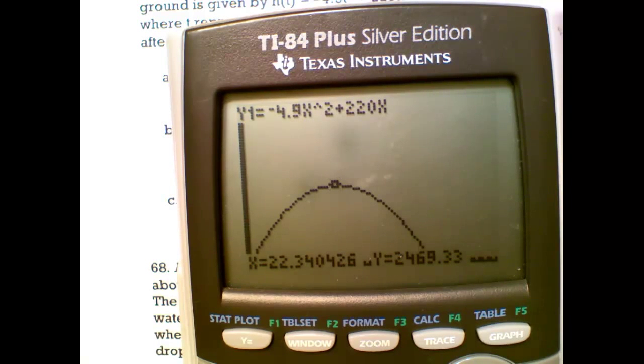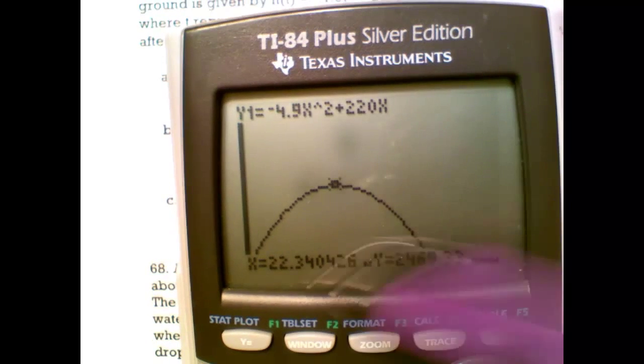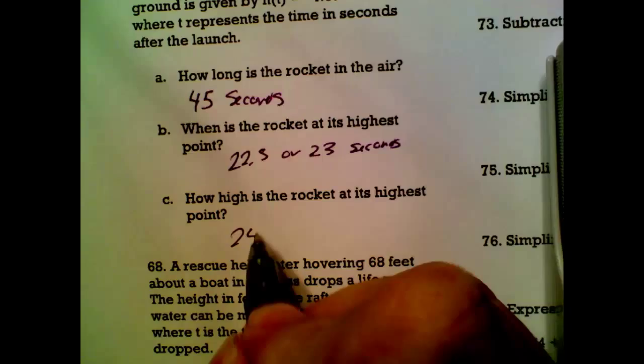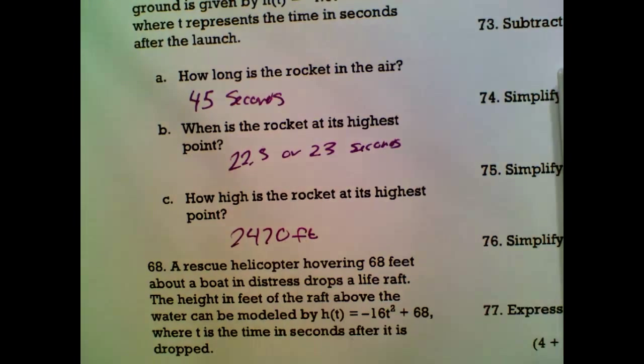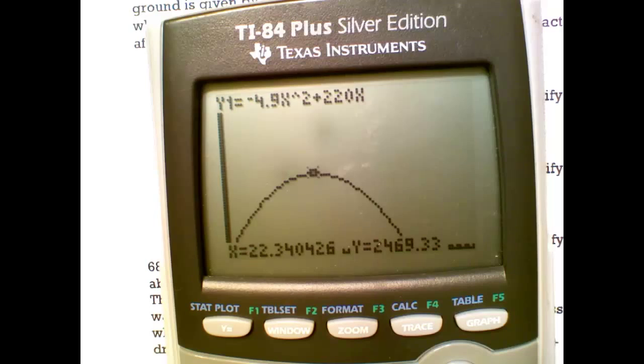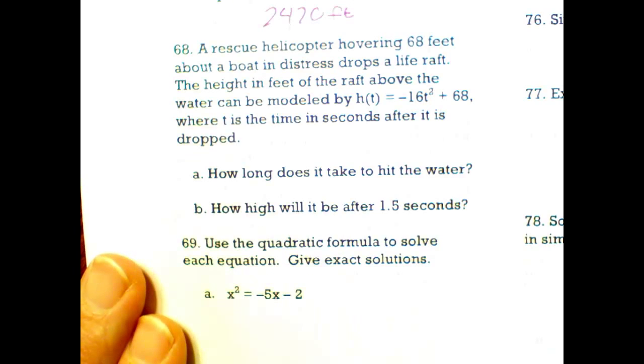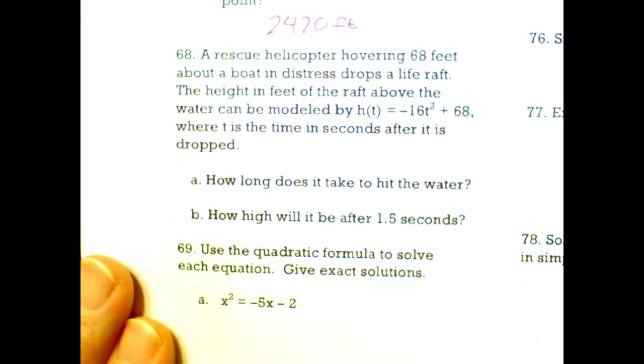2,470, maybe. 2,470 feet. This is the height at the peak, so 2,470. 2,470 feet. So that's how you can use your graphing calculator to solve a problem just like this. And actually, I think 68 has a very similar problem. Take a look at 68.